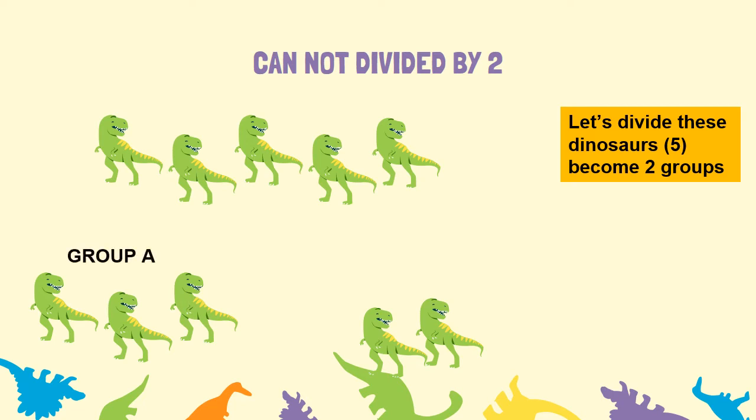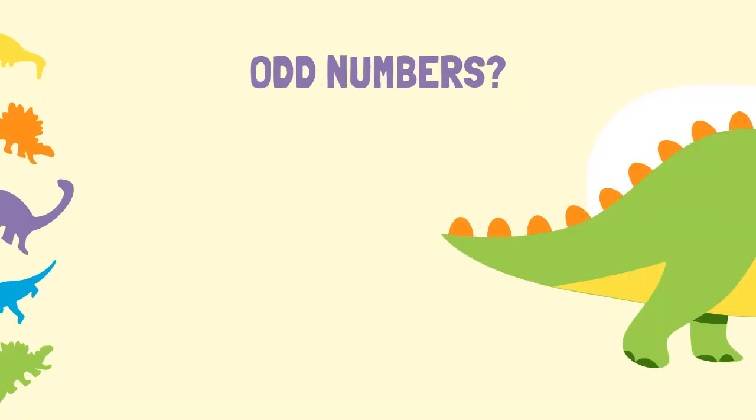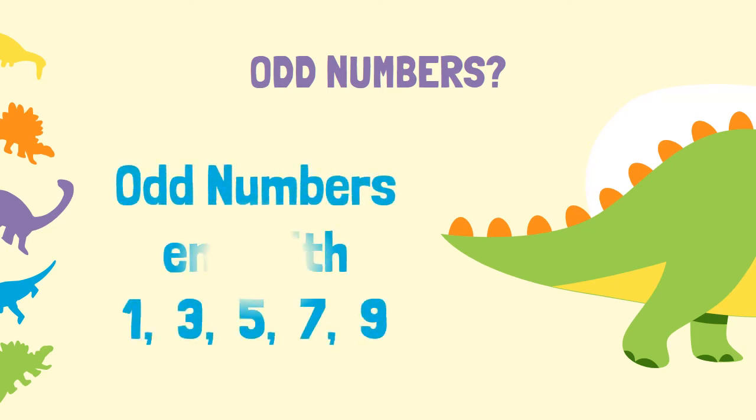Okay. Now look at group A. How many dinosaurs? 3. Group B, 2 dinosaurs. Not the same, right? Group A has 3, group B has 2. So the number 5 cannot be divided exactly by 2. The number 5 is an odd number. So, odd numbers end with 1, 3, 5, 7, 9.